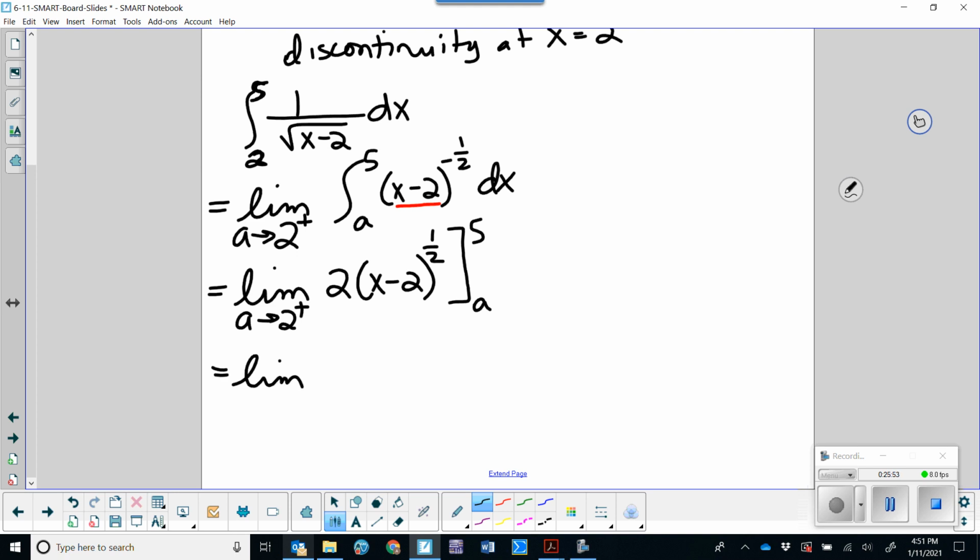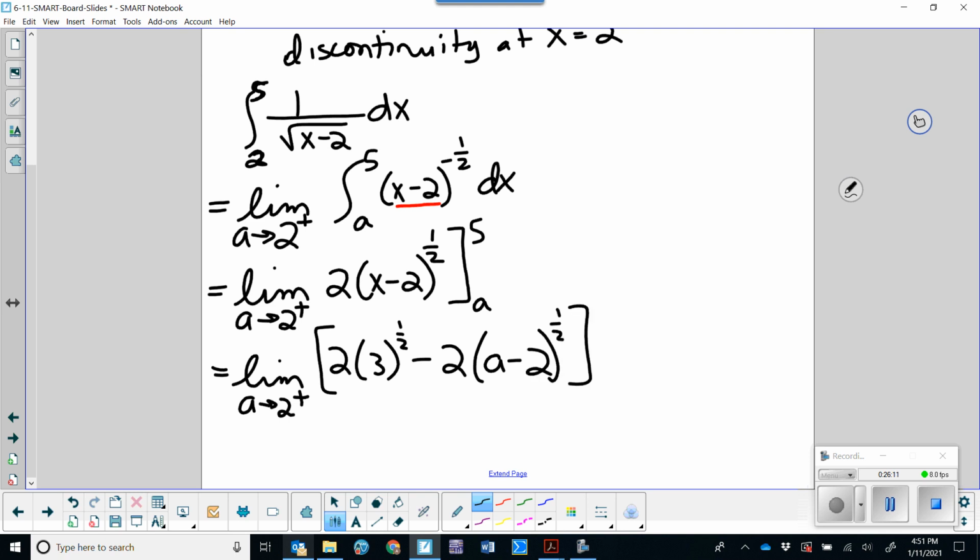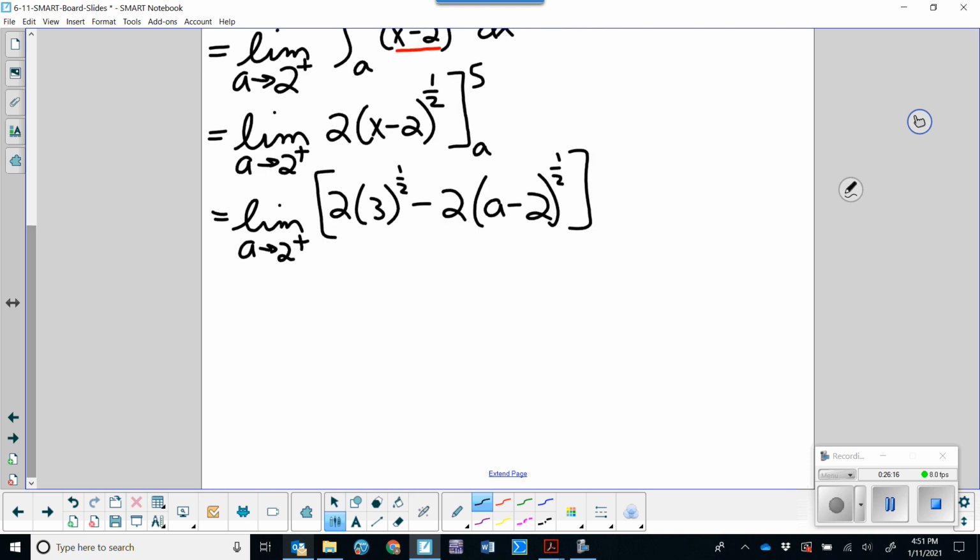Again, can't do the limit yet because I haven't substituted the a in there yet. So I'm simply going to get 2 times 3 to the 1/2, because 5 minus 2, minus 2 times a minus 2 to the 1/2. Okay, so I'm just simply plugging that in. So then I have to say, okay, so what is happening here if a approaches 2 from the right? Well, the first thing's a constant, so you're still going to have 2 times 3 to the 1/2. That's a constant, so it doesn't have anything to do with a.